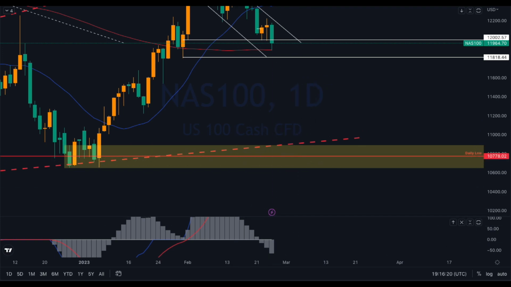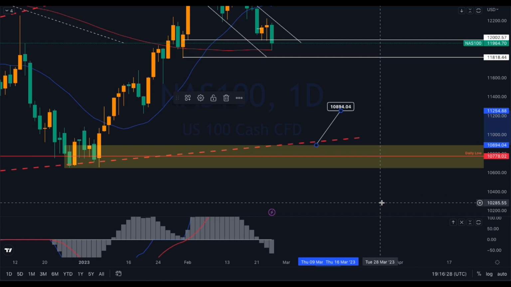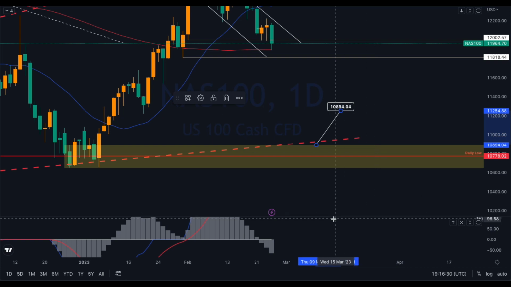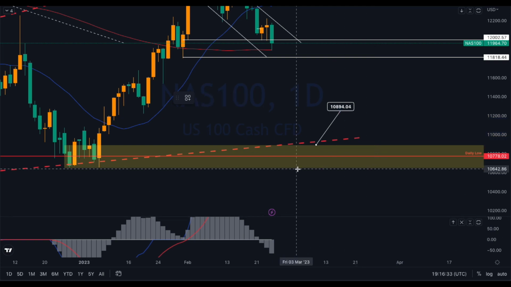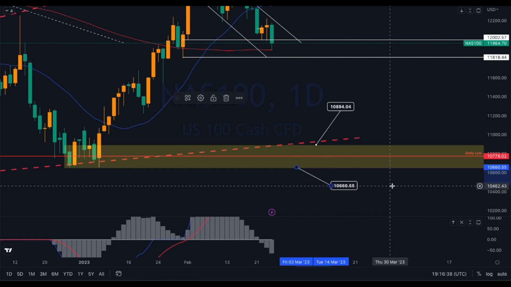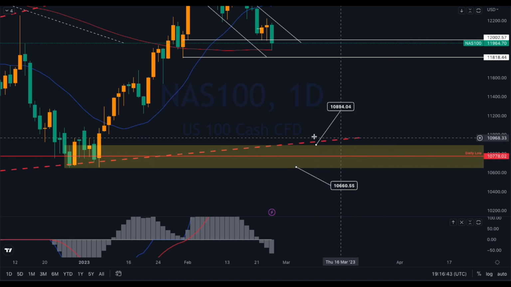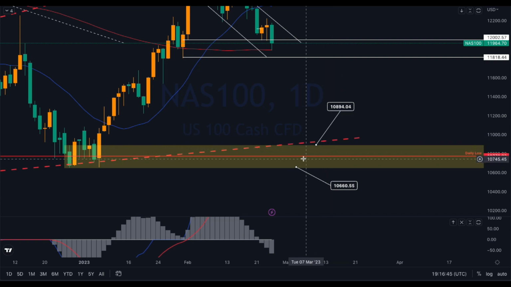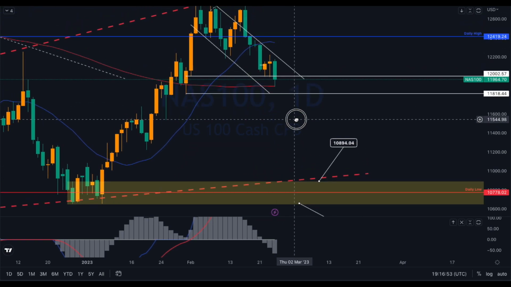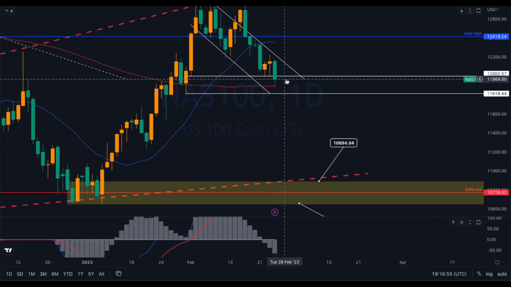The price point for this zone at the top end is 10,894.04, and at the bottom end, if I can just get my mouse to work, 10,660.55. So these are the areas that I would be looking for price to go to should price close under the 200 moving average. Now in the next few hours, market will be opening, so you want to see how you want to play that.